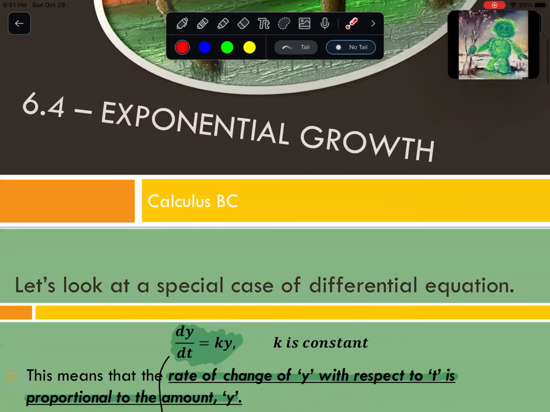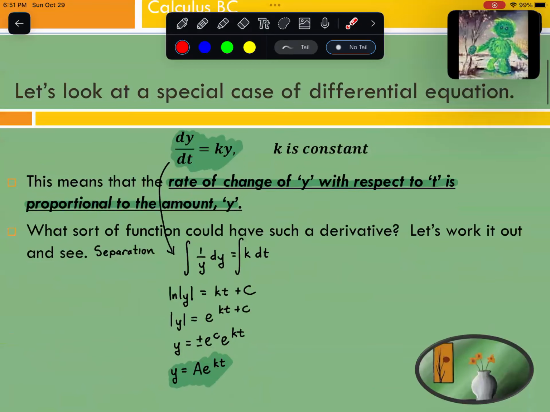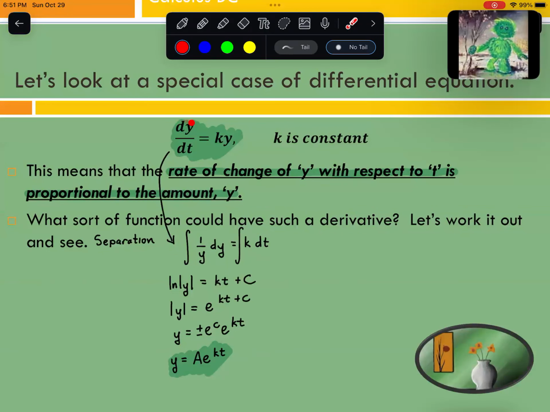Let's take a look at the next page here. Here we're starting with a differential equation. Notice it's variables y and t. The k here is a constant, but we've got dy/dt equals constant k times y, which is notable because that tells us that the rate at which y is growing is based on how much of y there is to begin with. The rate of change of y with respect to t is proportional to the amount y.